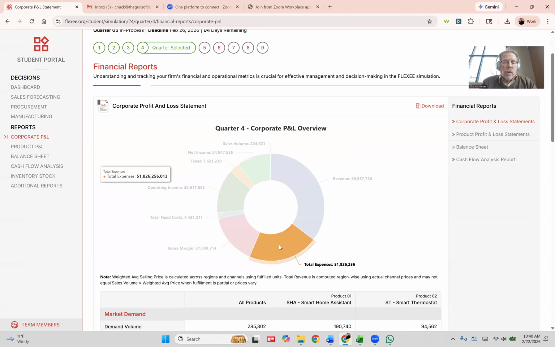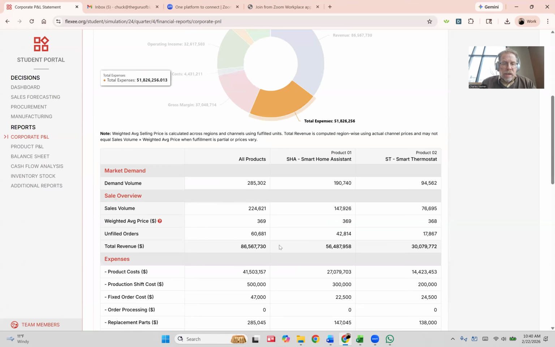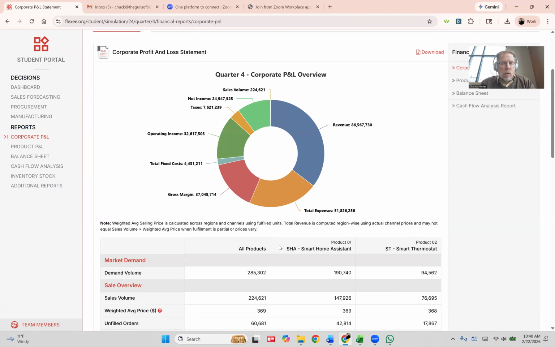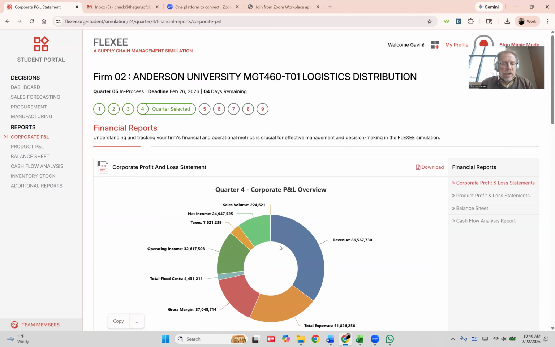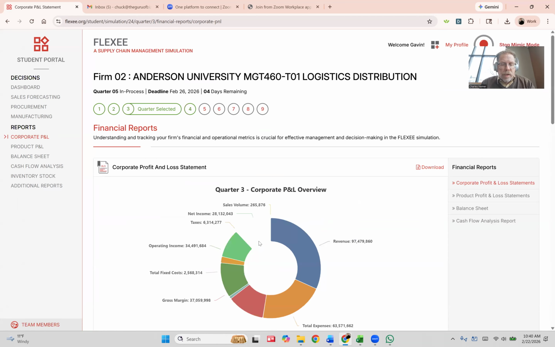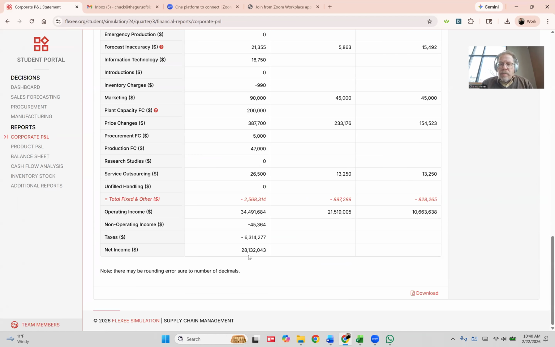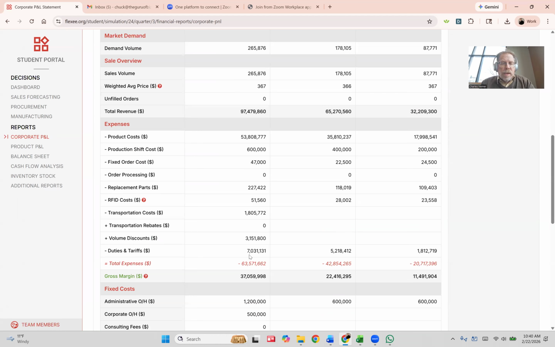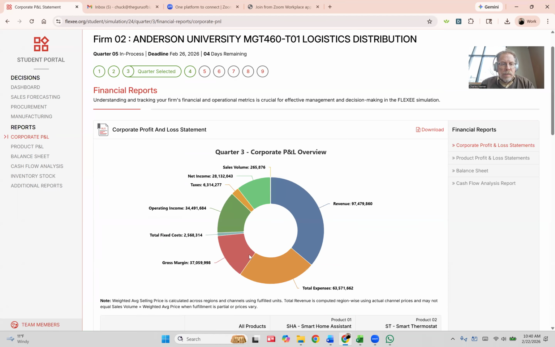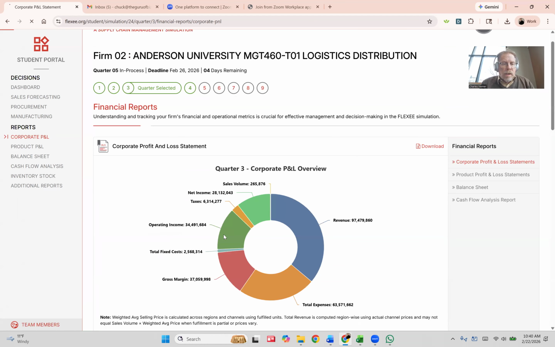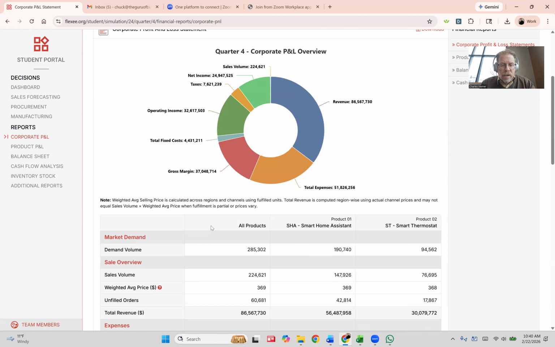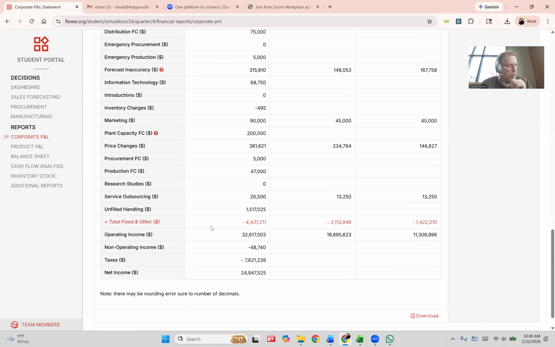Okay, so I see here, well, let me go back to quarter three. This is an easier comparison. So I'm going to go to quarter three, and I see your net income was at $28 million. And then I go to quarter four here, and what I'm seeing is it's gone down to about 25 million. So you're down about 3 million. We want to go back and see if we can understand what happened.